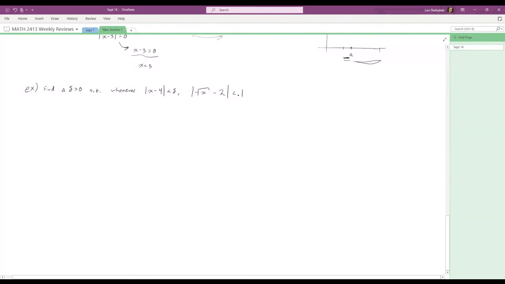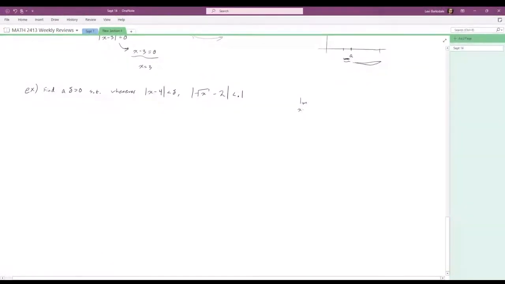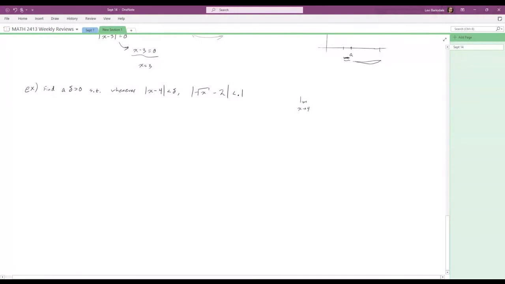Okay. Well, this one is going to be a bit weird because we do have a square root in here. So let's first write our limit statement. We have x minus a. In this case, a was 4, so limit as x approaches 4. F of x is square root x, and L is equal to 2.